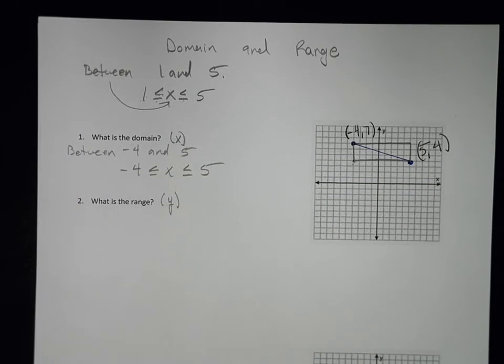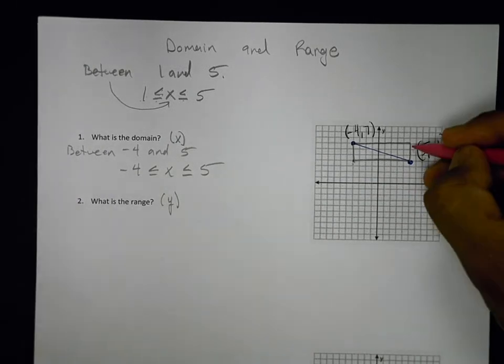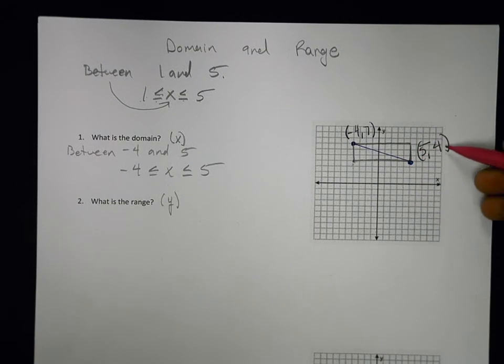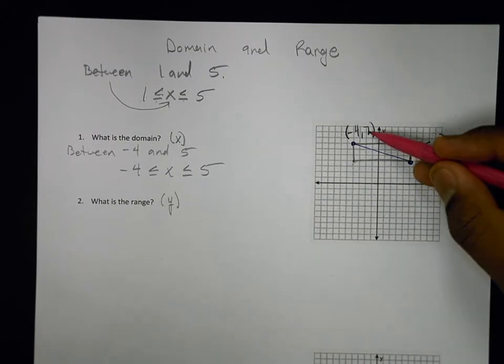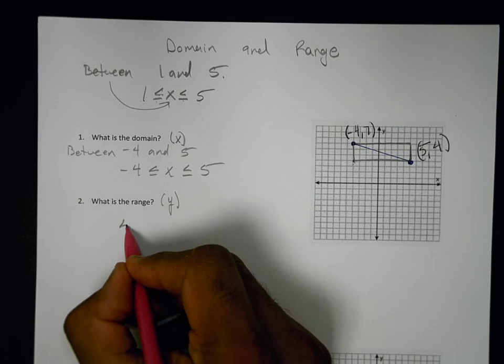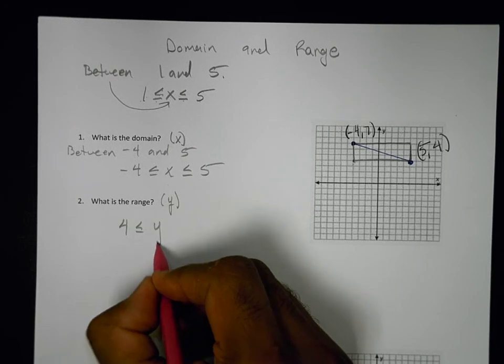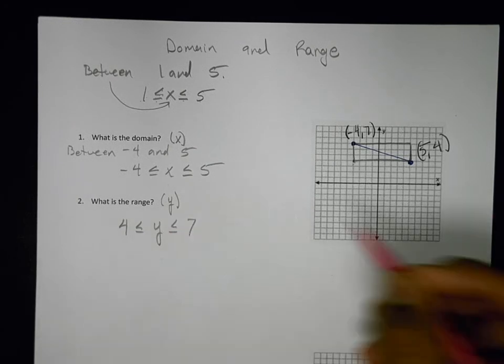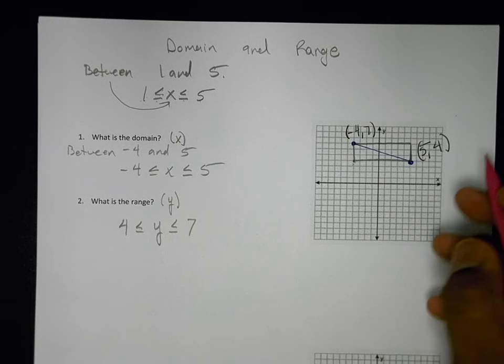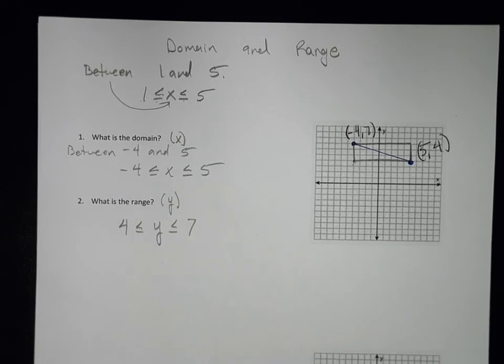All right, let's look at the range. When I look at the range, I'm looking at the up and down, the y values. And you can see here it goes from negative 4 to 7. In this case, though, I'm going to put a y in there because we're talking about y's. So you're just looking at the smallest to the biggest one.